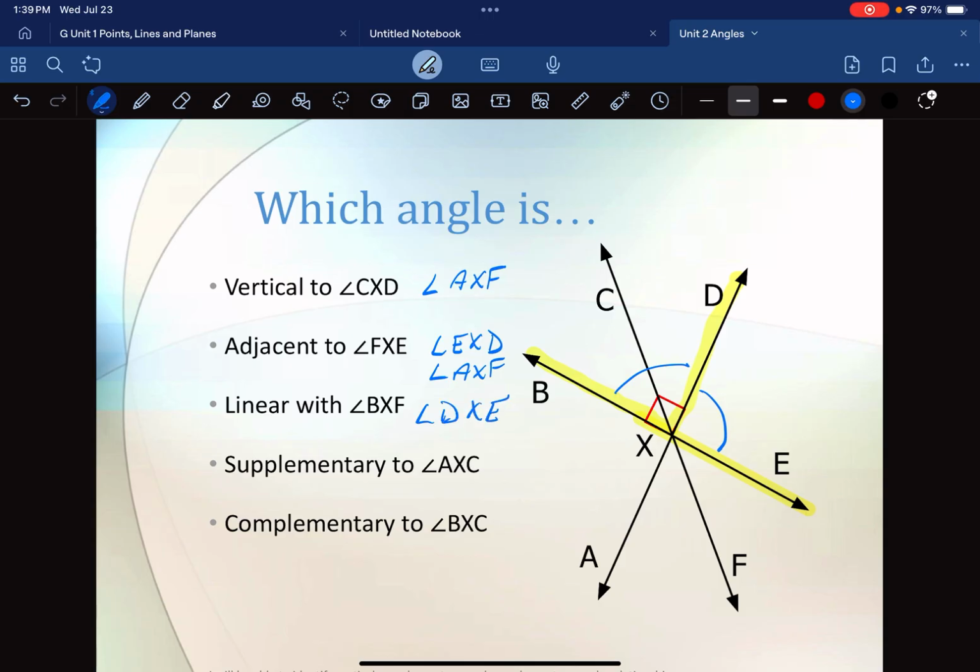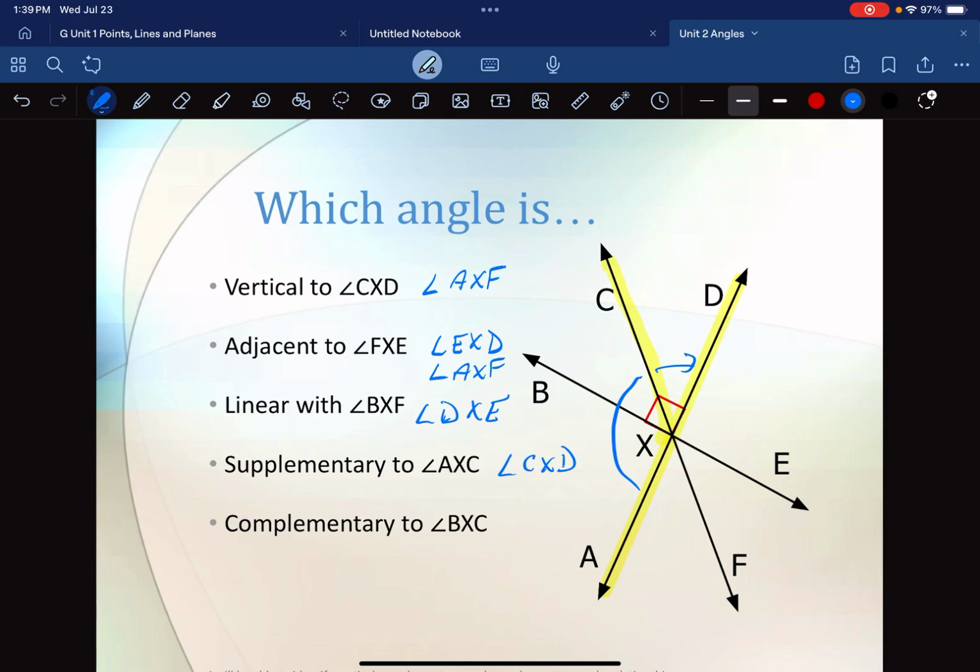So supplementary to AXC. Supplementary to AXC. So again, we're going to highlight AX back through, and then there's AXC. So AXC, and then what I'll do is I'll extend AX past X towards D, and there I've got a linear pair. These two form a straight line, right? And that means the AXC partner would be CXD.